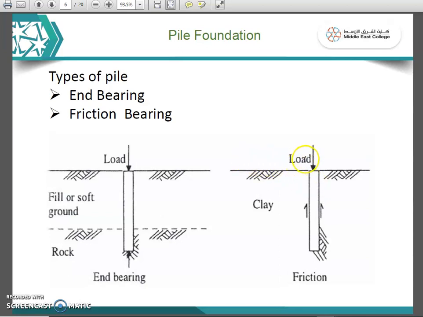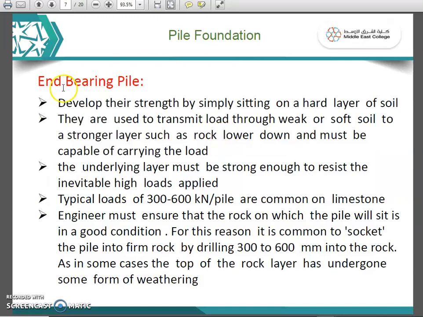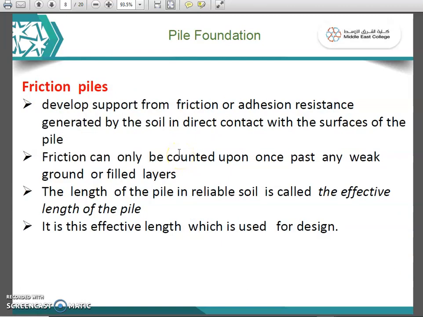A friction bearing pile is when the load is coming onto the structure, and you can see the friction resisting the load coming onto the pile. You can observe here the friction is resisting the load coming onto the pile. So this is what an end bearing pile and a friction pile are. You can see some information here on when an end bearing pile is required and when a friction pile is required.